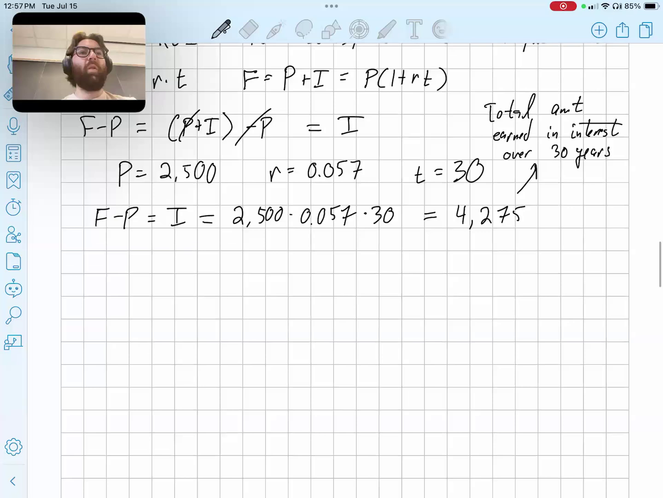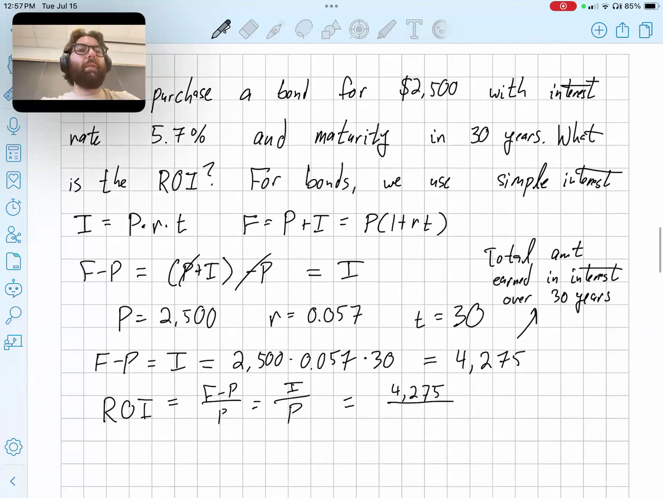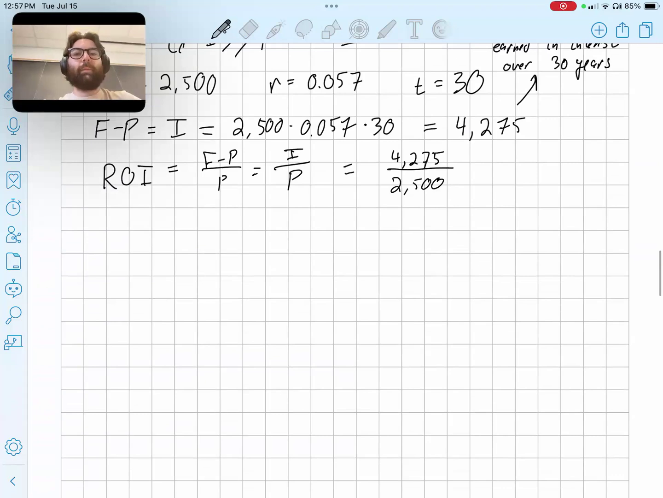Okay, and so what we're getting is that our return on investment is F minus P over P, which in this case is just the interest over the principal, which is 4,275 divided by our principal of 2,500. We get 1.71, or as a percentage, this is 171%, which is a big return on investment.